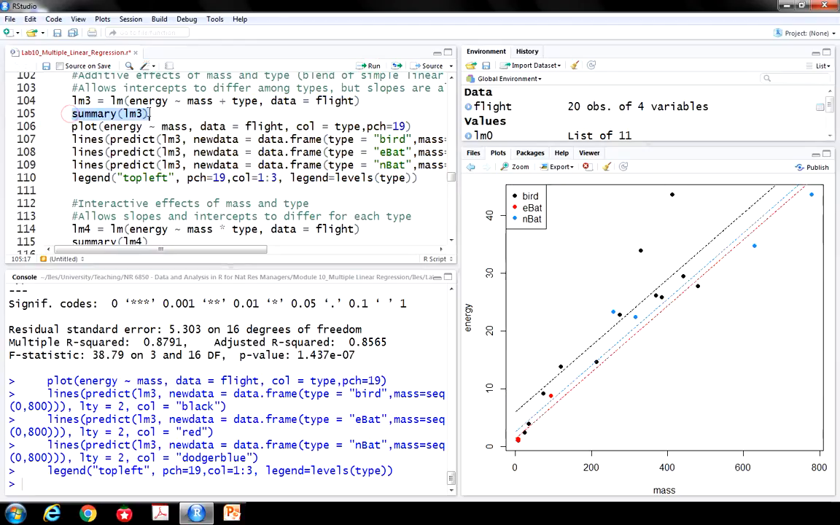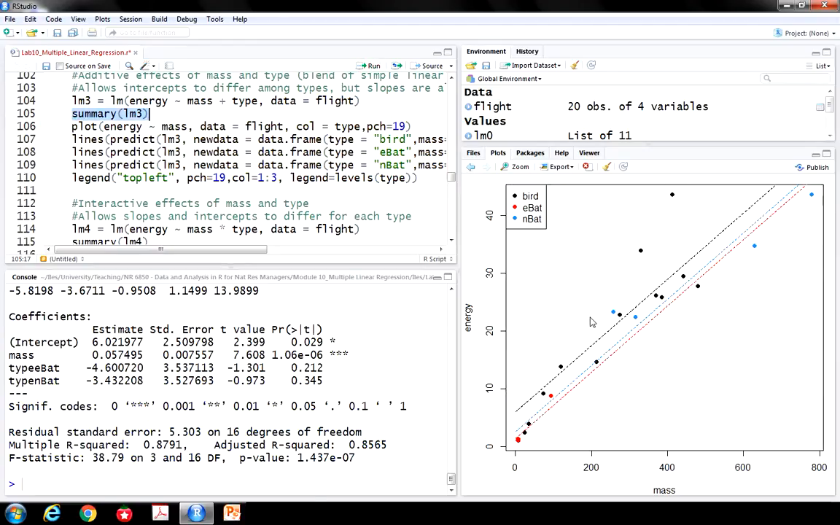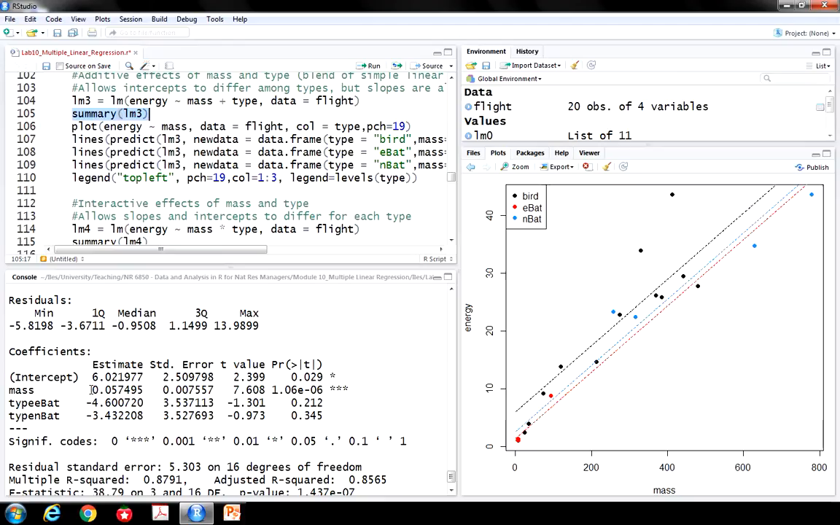Okay, and looking at my summary statistics here. So what this has done is it shows me that the relationship between mass and energy consumption has a slope of 0.057. So as you increase mass by 1 unit, energy consumption increases by 0.057, and that's highly statistically significant. Now for birds, the intercept of that relationship is at 6.02. The intercept for echolocating bats is 4.6 units lower than that of birds.